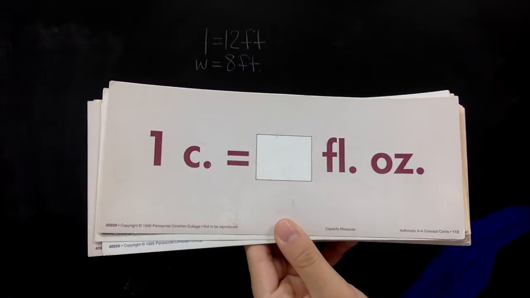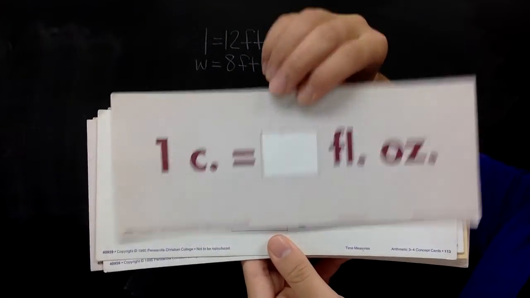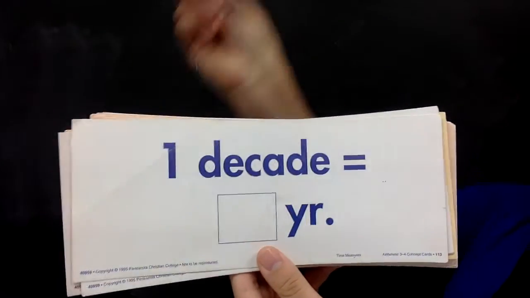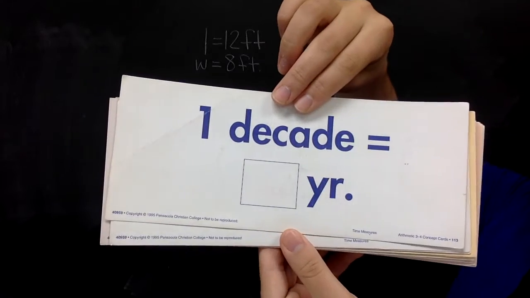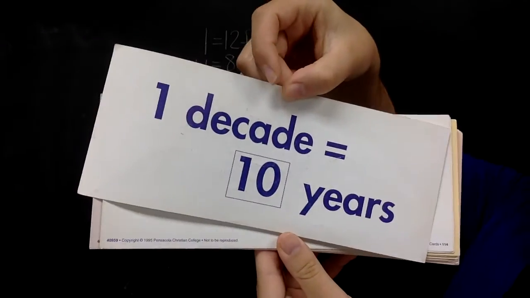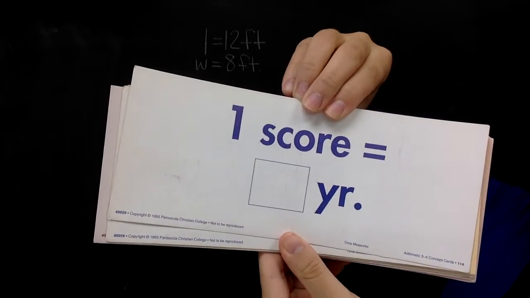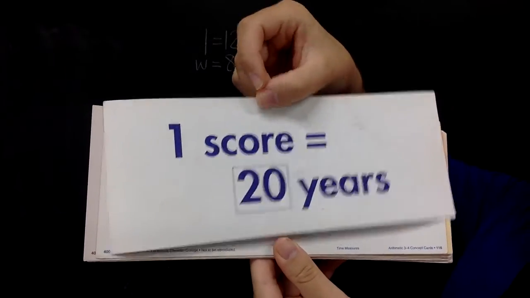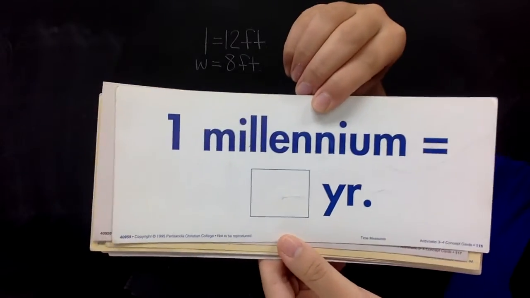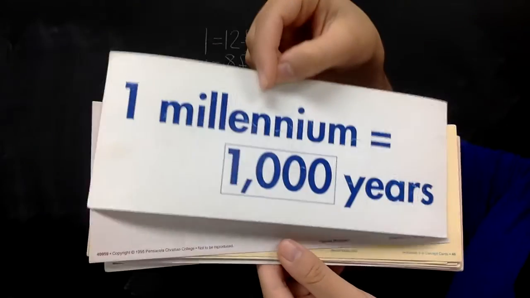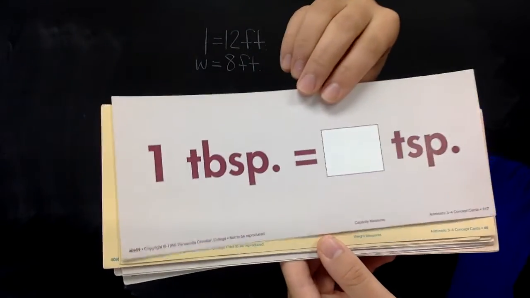10. 1 cup equals how many fluid ounces? 8. 1 decade equals how many years? 10. 1 score equals how many years? 20. 1 millennium equals how many years? 1,000. 1 tablespoon equals how many teaspoons?